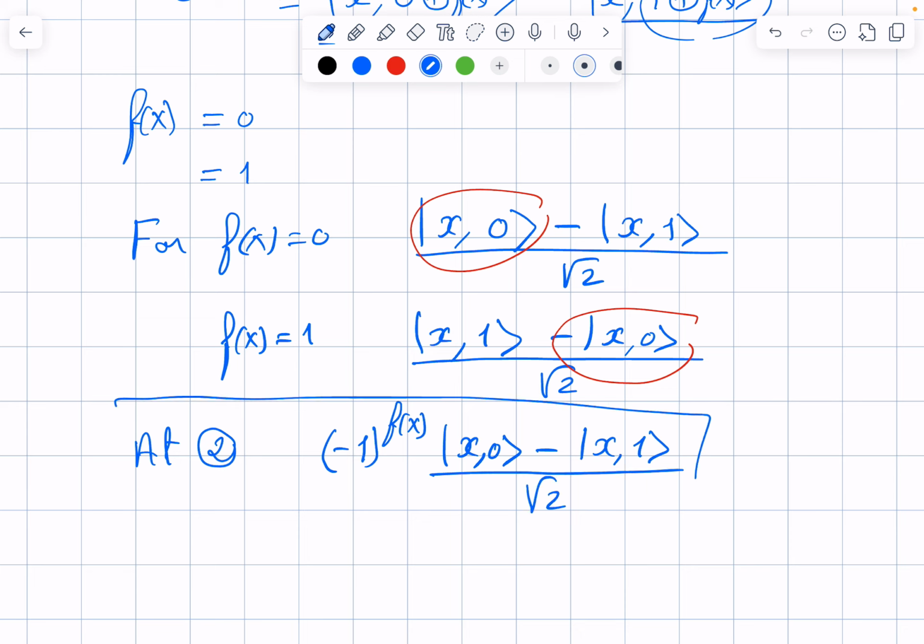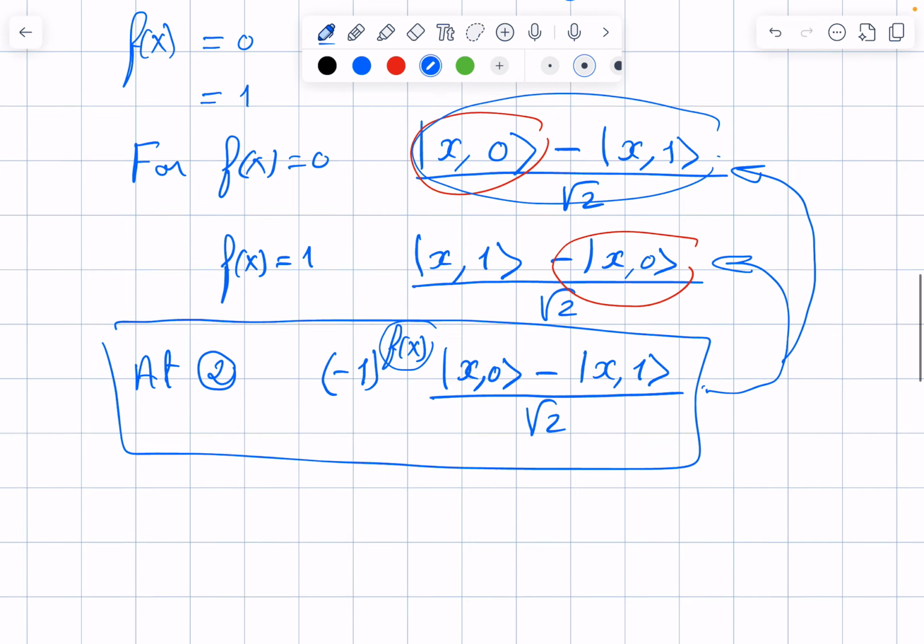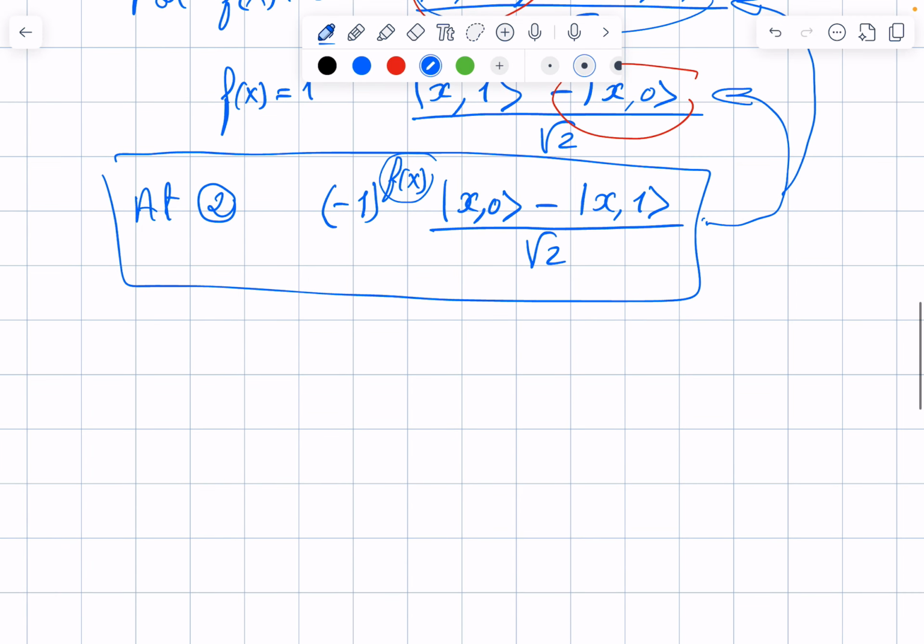Of course, it's very easy to see that this function has the 2 inside, because for f of x equal to 0 we are going to have this function, and for f of x equal to 1 we are going to have the 1 below. Okay, now we can go back to our circuit.